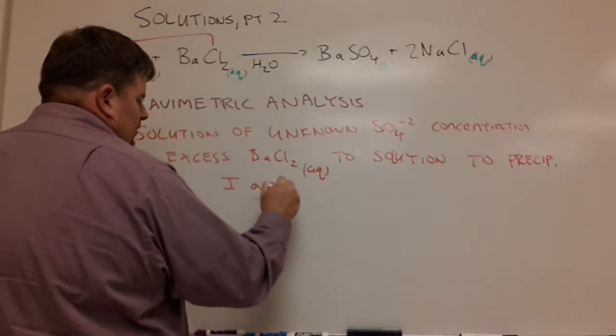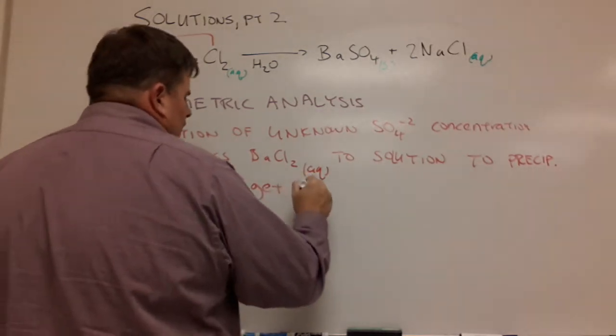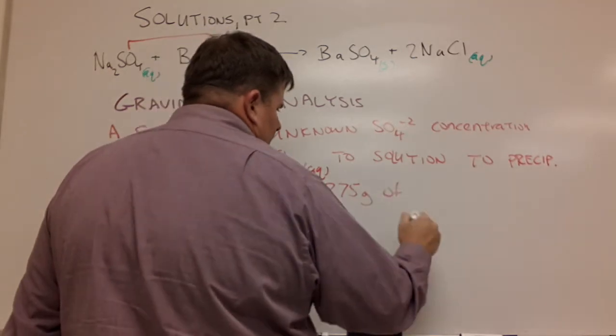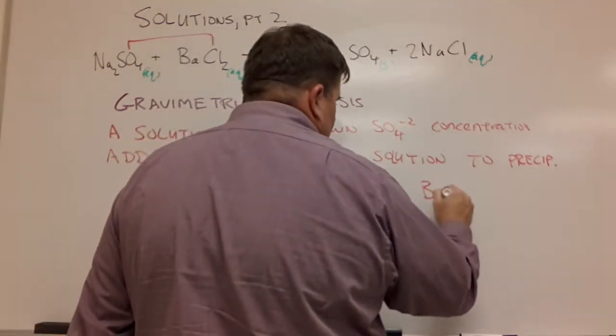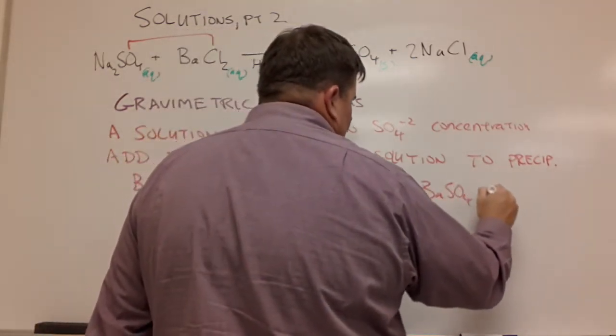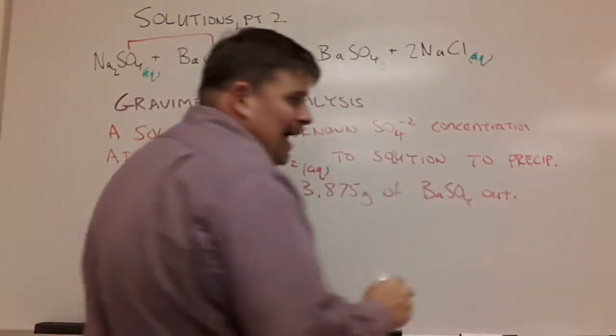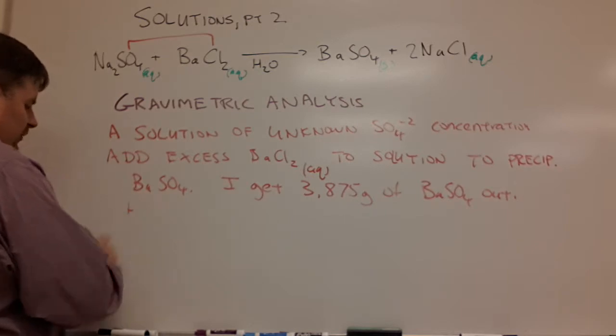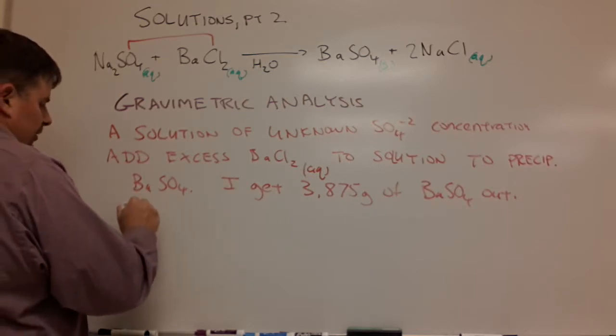I get 3.875 grams of barium sulfate out. Okay? How much sulfate was originally in the solution? Or what was the sulfate concentration in the solution? Let's do that way.